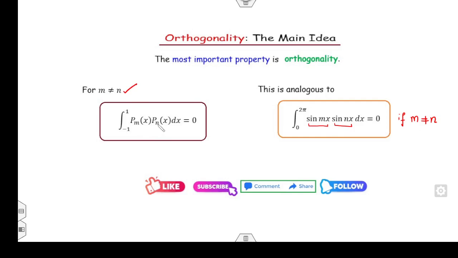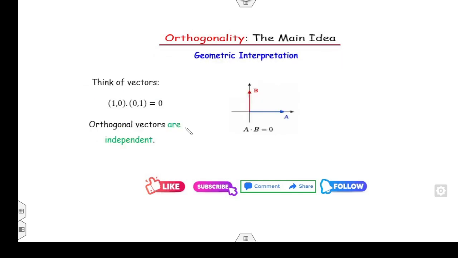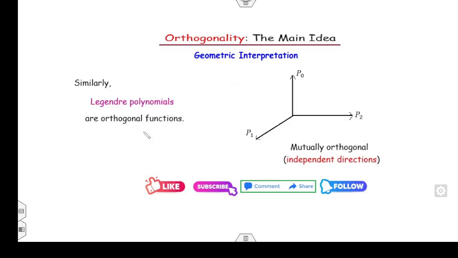If Pn(x) and Pm(x) are Legendre polynomials, then the integration from -1 to +1 of Pm Pn, whenever m is not equal to n, is 0. This property is very important. Just as with vectors, whenever a dot b is 0, the orthogonal vectors are independent. The similar concept also holds for the Legendre polynomials.